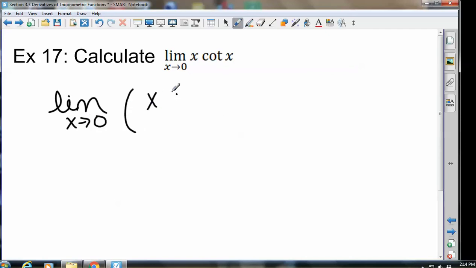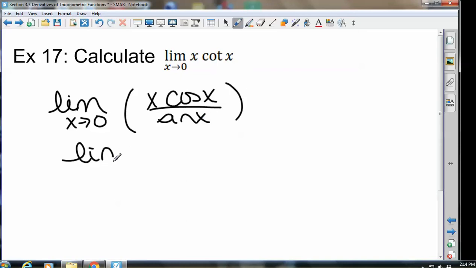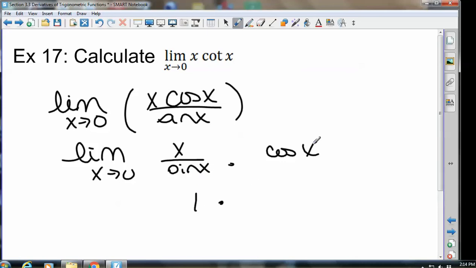So what we have is x cosine x over sine x. So I would separate that. Do x over sine x. Then I just have my cosine x by itself. X over sine x goes to 1. Cosine of 0 is 1. And we get 1.